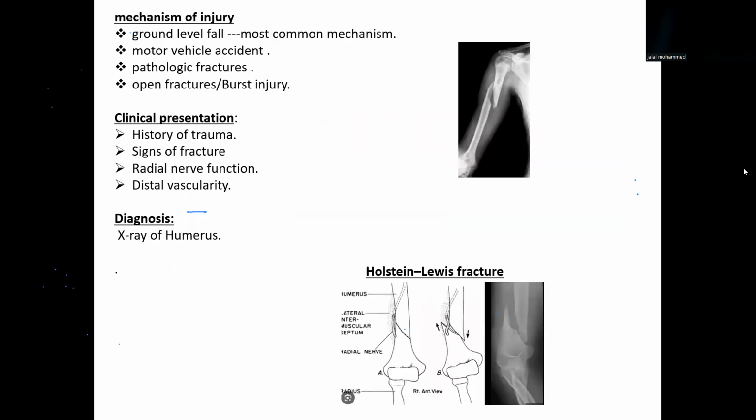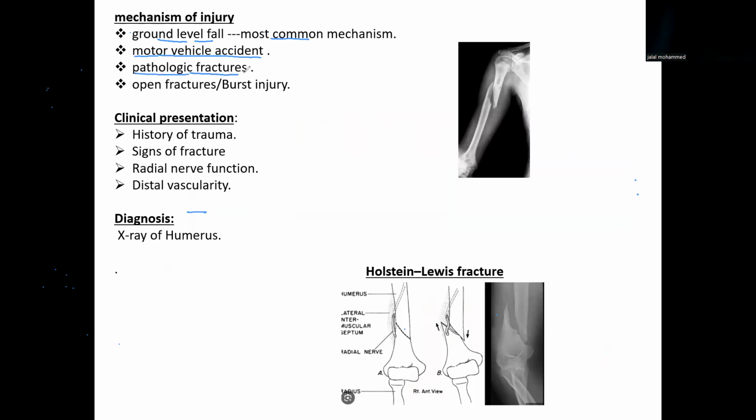So what is the mechanism of injury? The mechanism of injury varies depending on the age and the pathology of the bone. Most commonly, in an osteoporotic patient, a ground level fall may result in a humerus fracture, whereas in a younger individual, it is high velocity injury in the form of motor vehicle accidents. Sometimes the patient may have a pathological fracture.